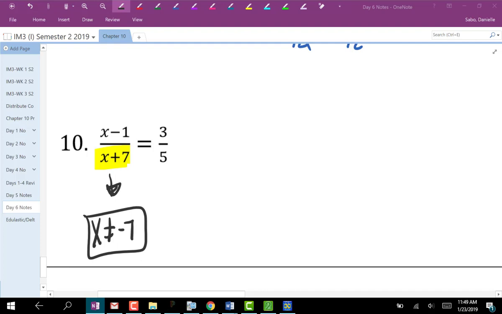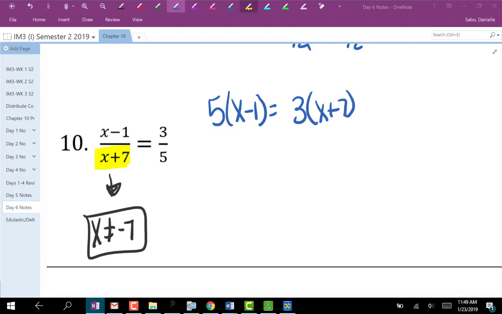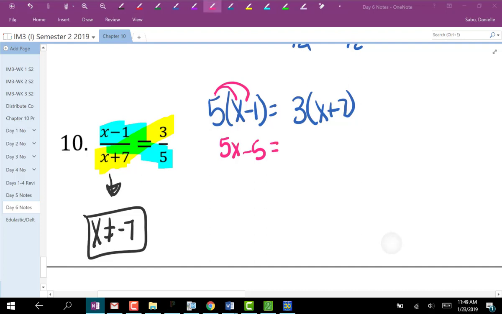Okay? So then when you cross multiply, again, it does not matter, 5 parentheses x minus 1 is equal to 3 parentheses x plus 7. Because when we cross multiply, this guy in yellow and this guy in blue, they cross multiply. Now I'm just going to walk you through what my brain does when I do this. I'm going to distribute first. 5x minus 5 is equal to 3x plus what? 21. Very good.